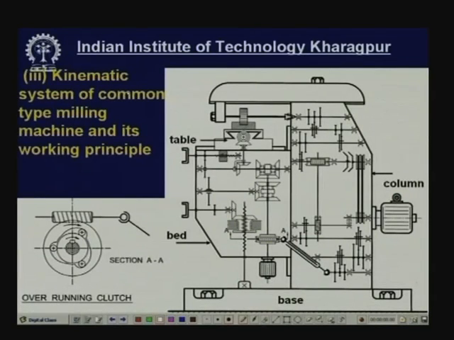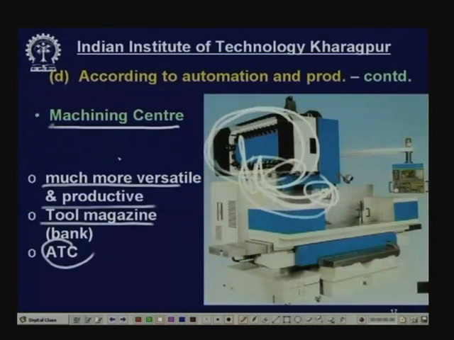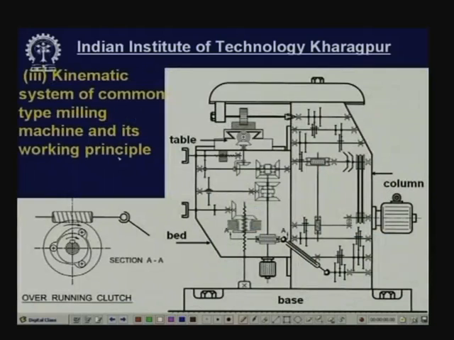Now, come to the kinematic system. Kinematic system of common type milling machines and its working principle. This is very versatile. Now, as I told you, there are different types of milling machines, maybe a few dozen types, all right, and different types of milling machines will have certain differences in their kinematic system. What is kinematic system? I remind you, kinematic system is comprised of a number of kinematic chains having a number of mechanisms. So, this is a kinematic chain.